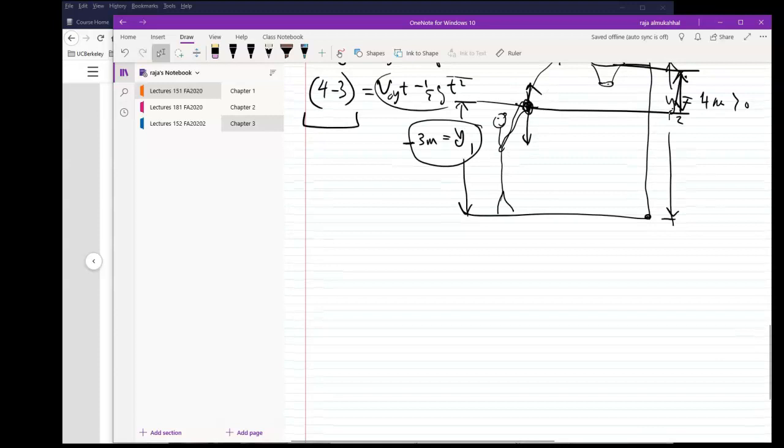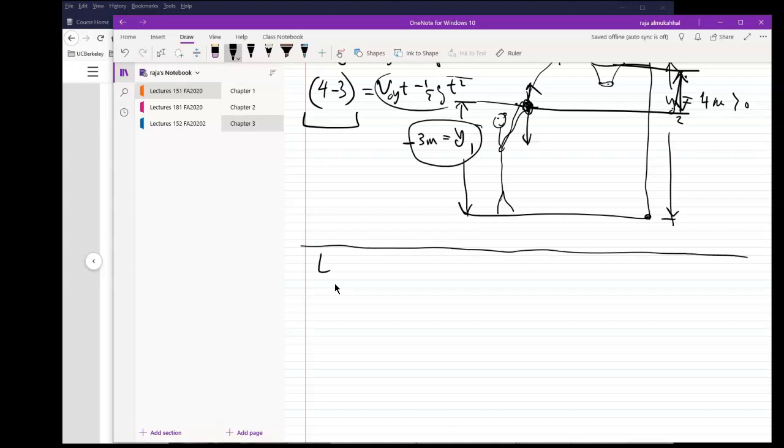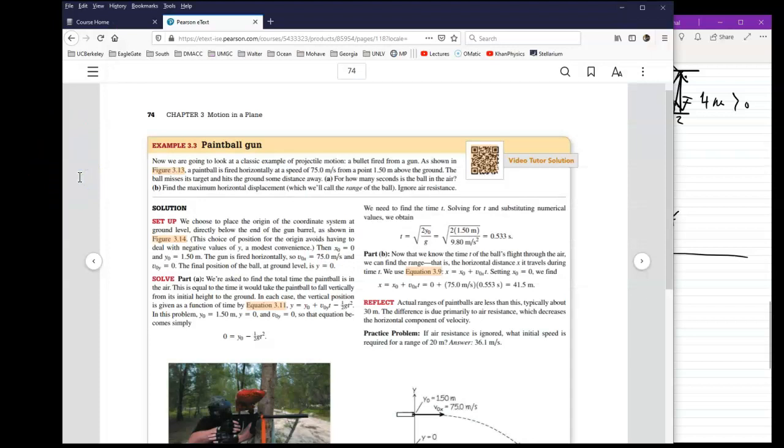Let me see. I think there is another good example in the book. Oh, yeah, this one is a really good example. Example 3.4. A little bit long, but it's really educational. So please pay attention to it. 3.4. All right, let's go back to the book. Page 75. Oh, okay, it's just the next page.